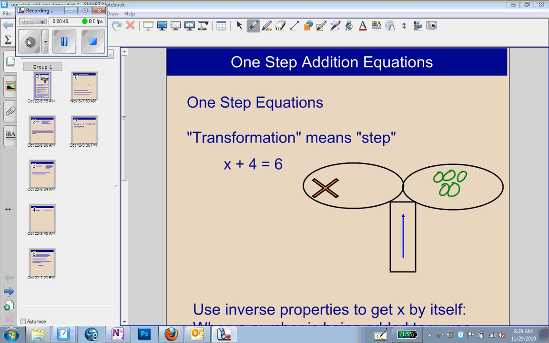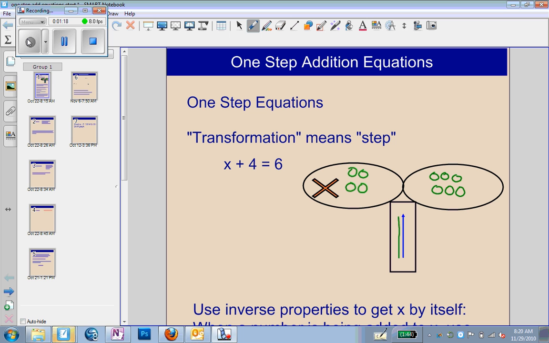In this example, I have an x and I have 4 positives beside the x, because x is being added to 4. And I have 6 positives on the other side. So in order for this blue line to stay vertical, in order for these two sides to be equal to each other, I have to have the same number of chips on the left-hand side as I have on the right-hand side.